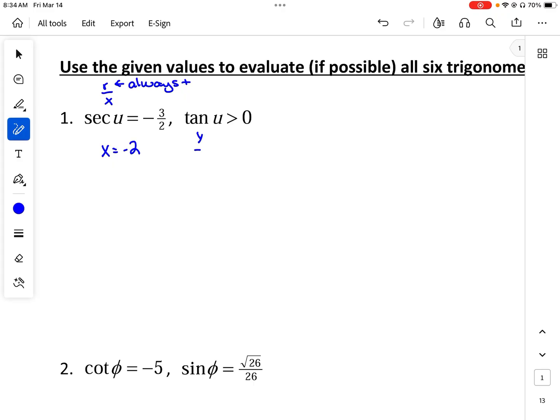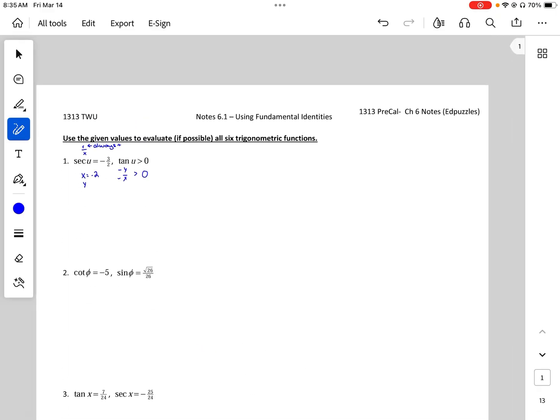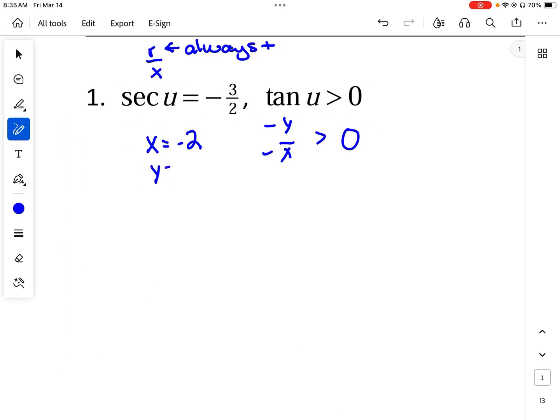Tan u is greater than 0. Well, we know tan is y over x, greater than 0. I already know x is negative, so the only way for that to be true is for y to be negative also. So y equals negative something. I just don't know what it is yet. So what quadrant is it negative, negative? That is in quadrant 3. So -2, negative something, and then our r is 3.